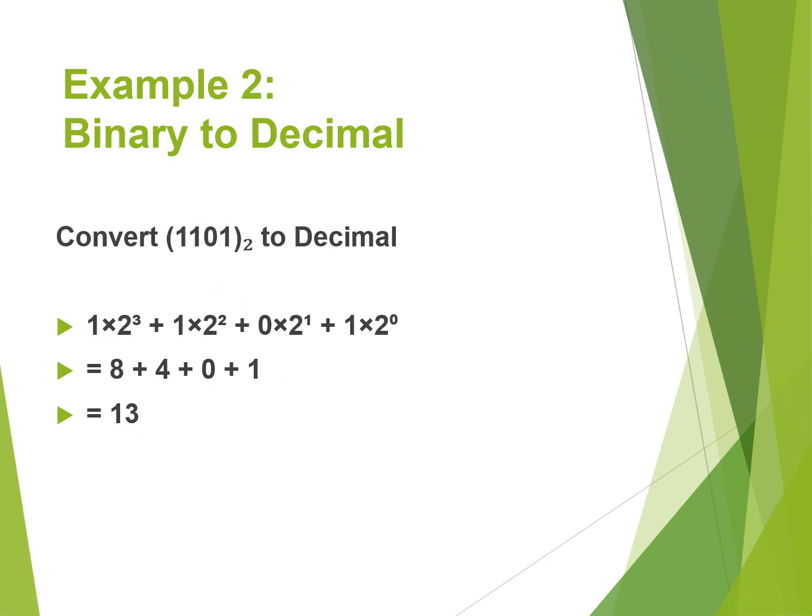One more example for binary to decimal. Convert 1101 to decimal. Now again I'll start with the same. I write 0, 1, 2, 3. Again digit 1 multiplied with 2 to the power 3. Digit 1 multiply 2 to the power 2. Digit 0 multiply 2 to the power 1. Digit 1 multiply 2 to the power 0. Solving gives me 8, 4, 0, 1. Adding gives me 13 as the answer.